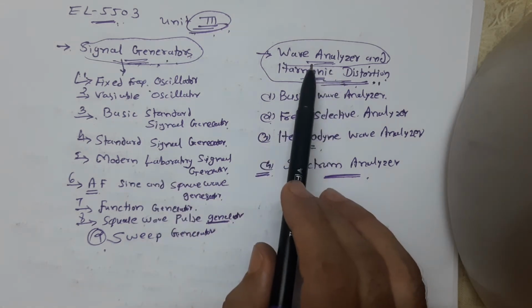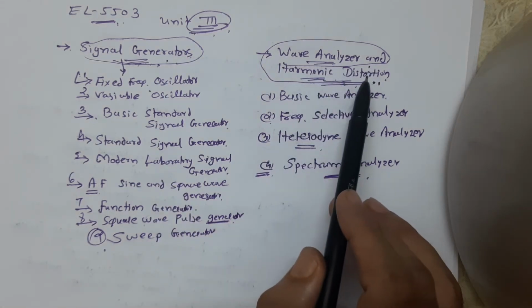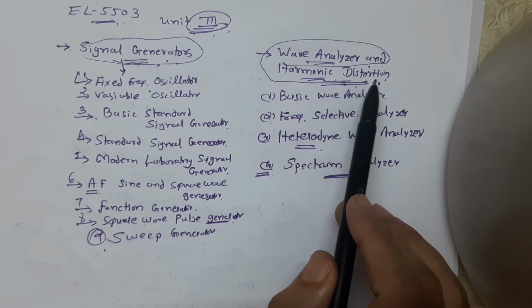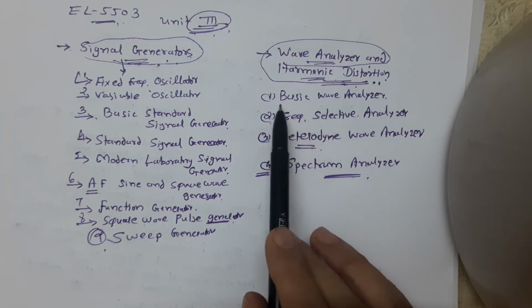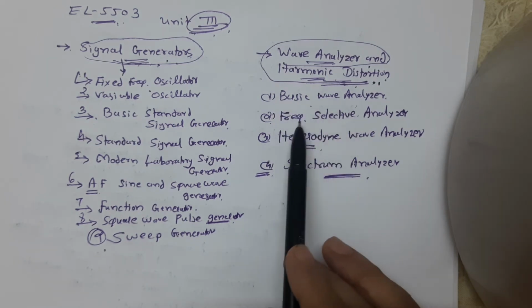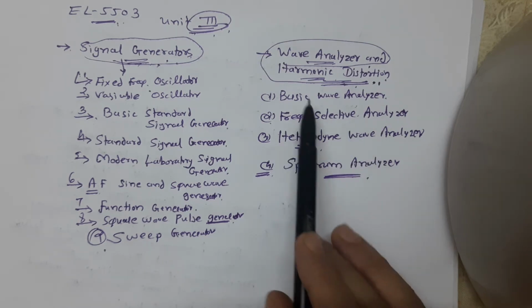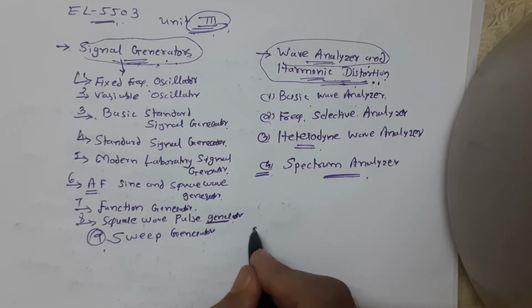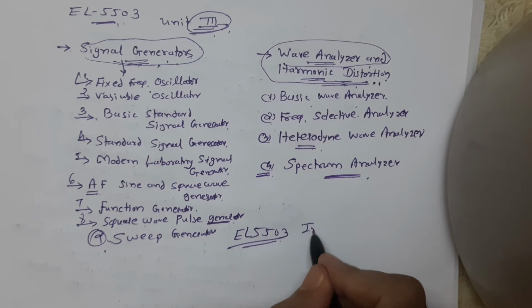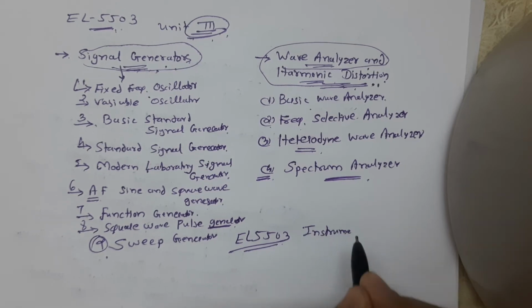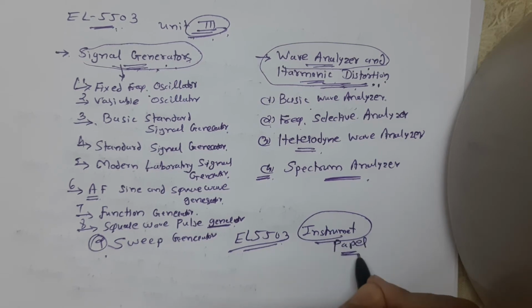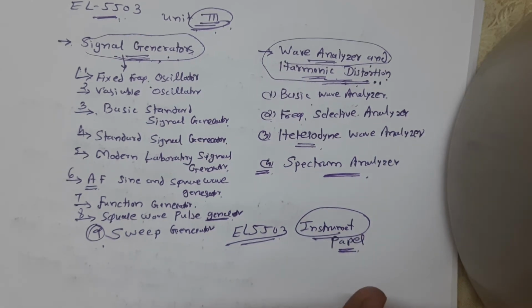And the second topic is the wave analyzer and harmonic distortion. Here they measure the amount of harmonic distortion. For this, we discuss the basic wave analyzer and the frequency selective analyzer. These are all instruments. So paper number EL5503 is our instrument paper. We discuss different instruments.